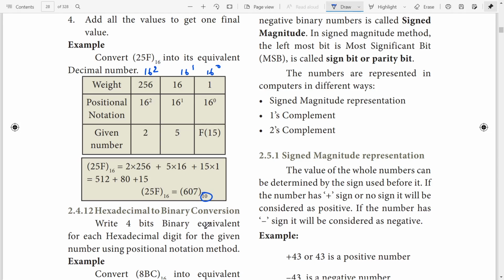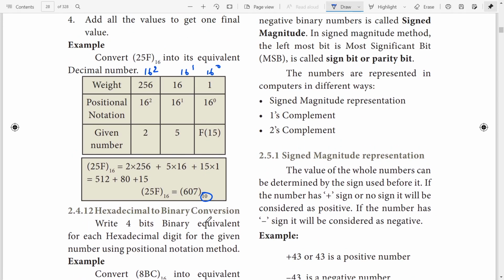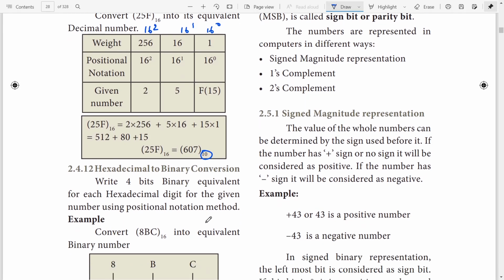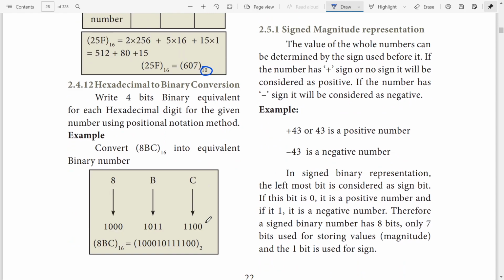Hexadecimal to binary. Now you are going to convert it with zeros and ones alone. Value of 8 is 1000. B is 11. C is 12, 8 plus 4. So is it 2 power 0, 2 power 1, 2 power 2, 2 power 3. So this is what that is: 8, 4, 2, 1. We're going to add.